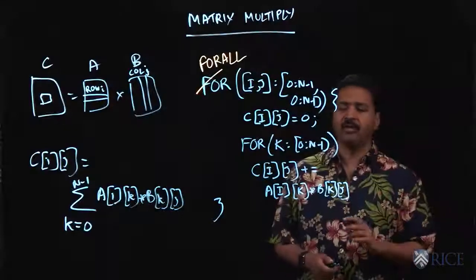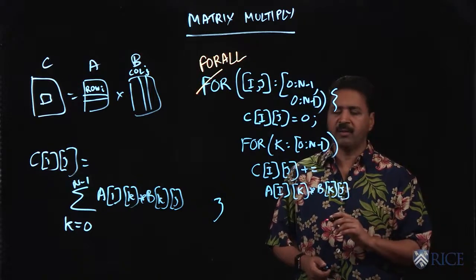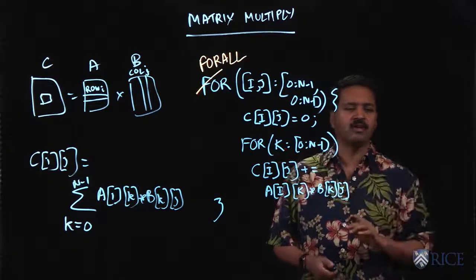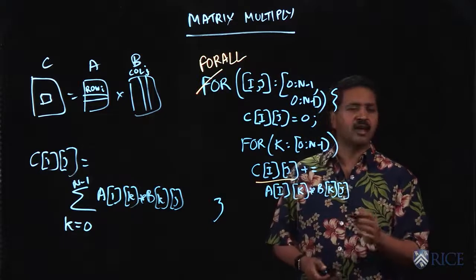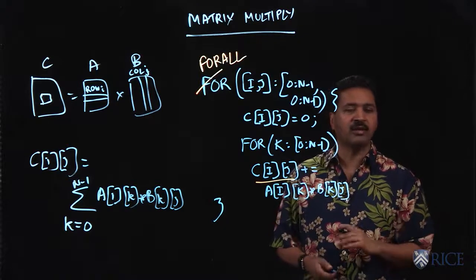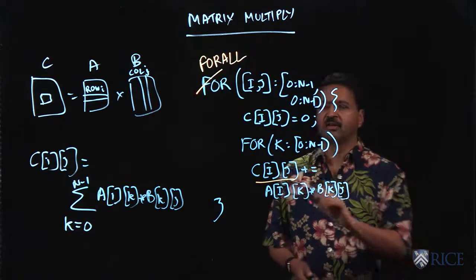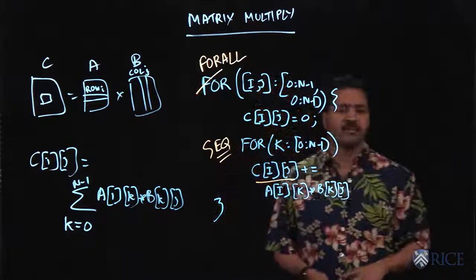So, what about the k loop? Can we run it in parallel? Well, there's an issue over there, because if you imagine all these k iterations running in parallel for the same C[i][j], each k iteration can read and write the same C[i][j], and that would lead to a data race, as we've discussed earlier. So, we have to keep this k loop as sequential.